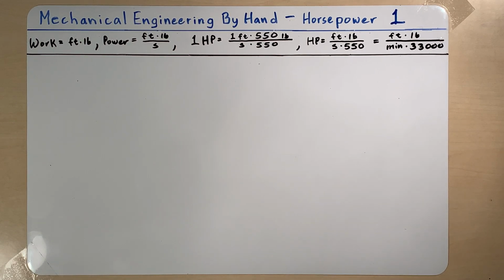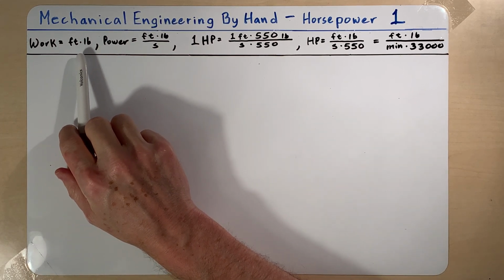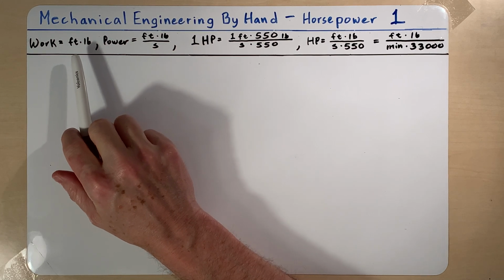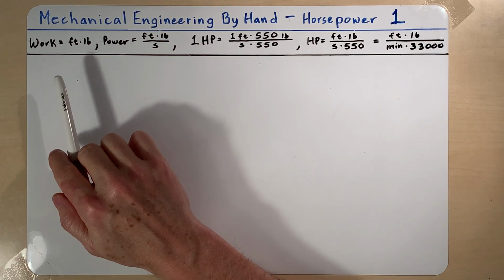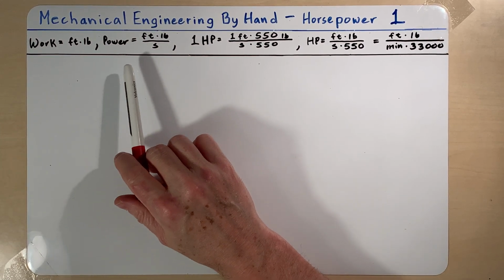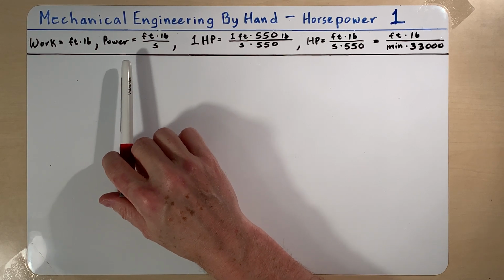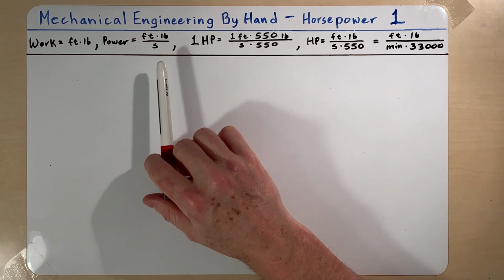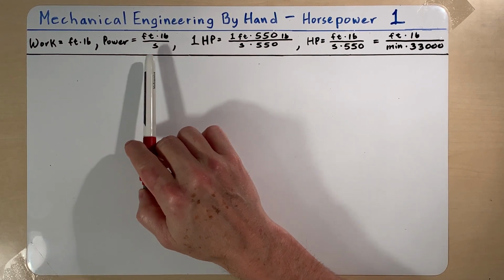Before I mention power, I need to say that work is measured in foot-pounds. So if you push a block 10 feet and it takes 10 pounds to push that block, then you did 100 foot-pounds of work, and it doesn't matter if that took all day or 1 second, it's just 100 foot-pounds of work. And then power is work divided by time, or work per time. And so that would be foot-pounds per second.